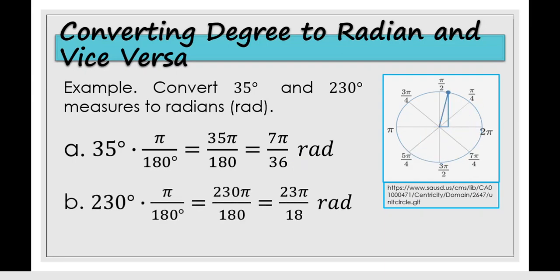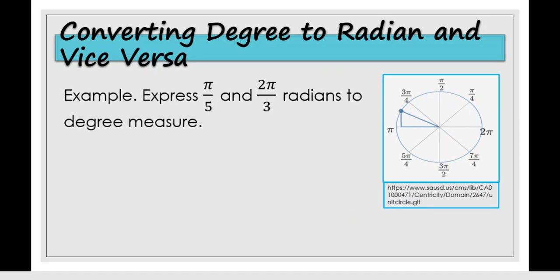Next is 230 degrees. I-multiply din natin siya sa pi over 180 degrees. Cancel na degree, equals 230 times pi over 180. Then, divide both numerator and denominator by 10. We can have 23 pi over 18 rad. Next, express pi over 5 and 2 pi over 3 radians to degree measure. So, this time, radian ang binigay, degree measure natin siya i-convert.